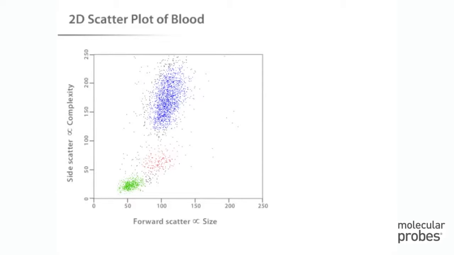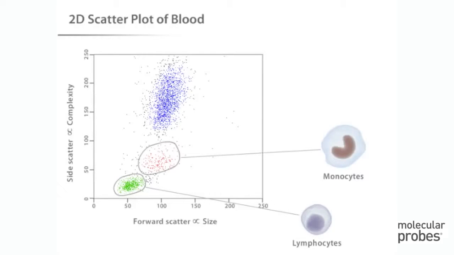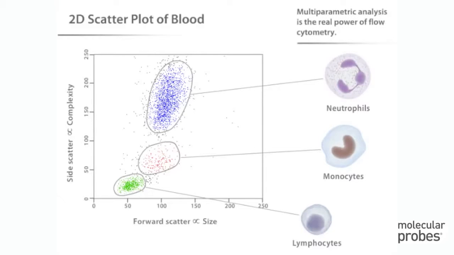The populations that emerge include lymphocytes, which are small cells possessing low internal complexity, monocytes, which are medium-sized cells with slightly more internal complexity, and neutrophils and other granulocytes, which are large cells that have a lot of internal complexity. This multiparametric analysis is the real power of flow cytometry.